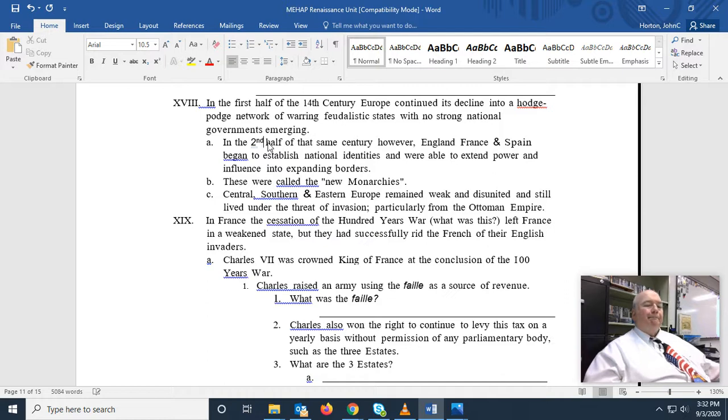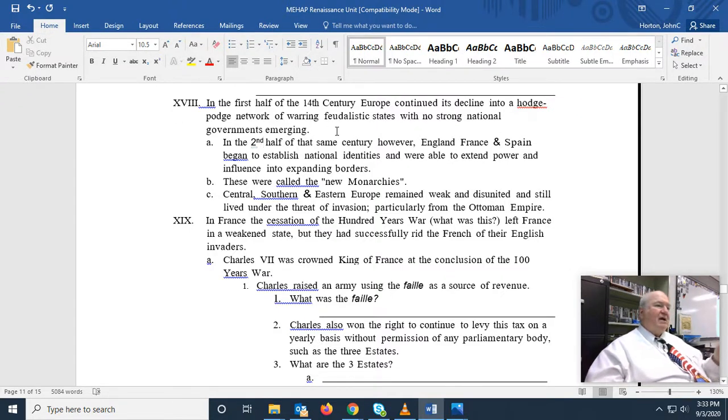Yes. What that means is Europe, as it says there, in the first half of the 14th century, from 1300 to 1350, was like a giant patchwork quilt of hundreds, if not thousands, of little tiny feudalistic states who spent most of their time fighting each other. Very weak, very disorganized, very disunited.